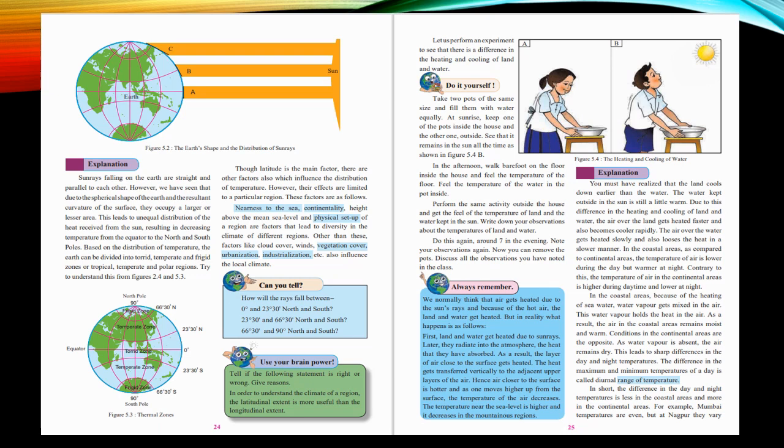In the afternoon, walk barefoot on the floor inside the house and feel the temperature of the floor. Feel the temperature of the water in the pot inside. Perform the same activity outside the house and get the feel of the temperature of land and water kept in the sun. Write down your observation about the temperature of land and water. Do it again at 7 in the evening and note your observations again. Now you can remove the pots and discuss all the observations you have noted in the class.